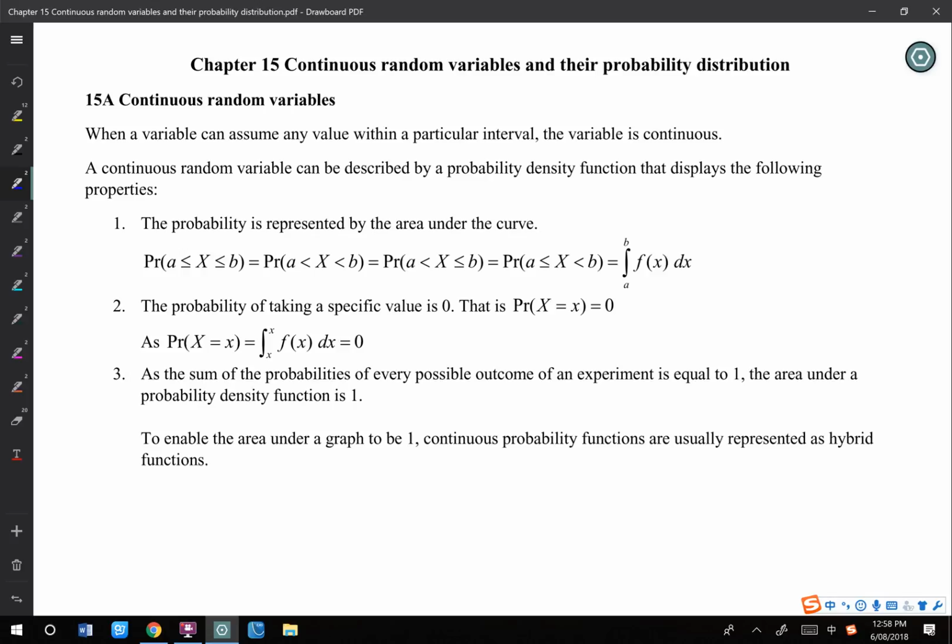So chapter 15 and 16 is the same thing. We learn a general continuous random variable, a way to express the general one, and then we have a special one, which is called the normal distribution. So that's what 15 and 16 are talking about.